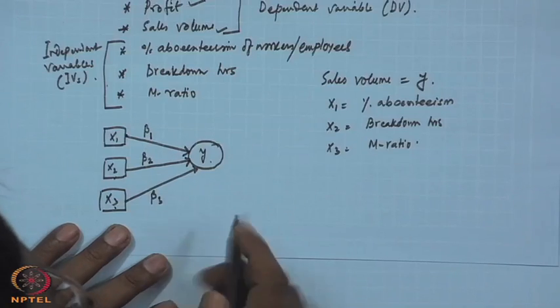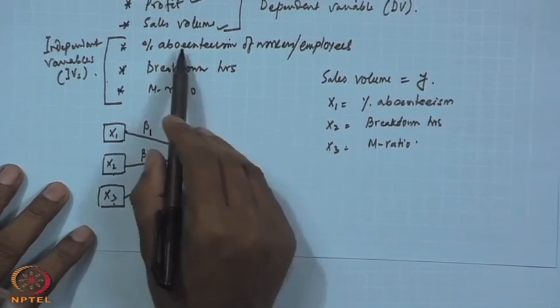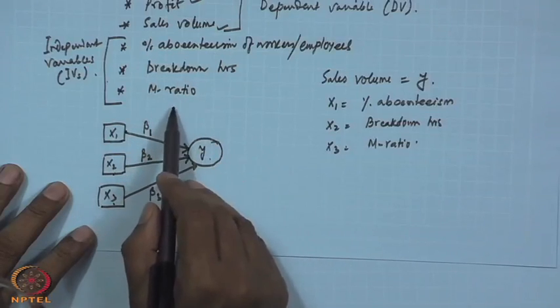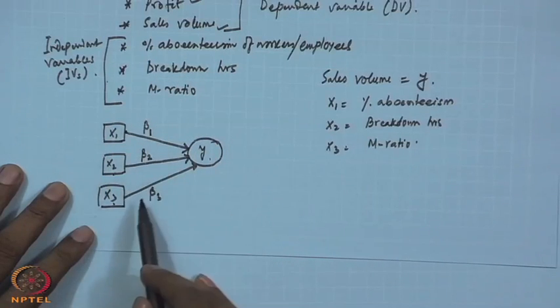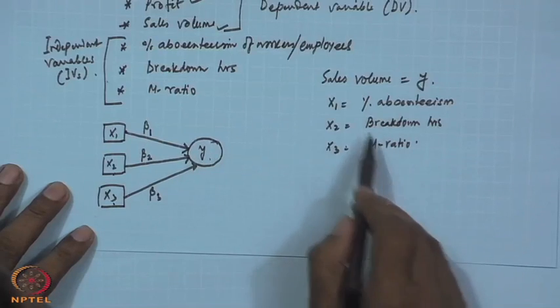Now, what will happen, suppose none of them, for example, absenteeism, breakdown and M ratio, none of them contributes to y. Will there not be your sales?